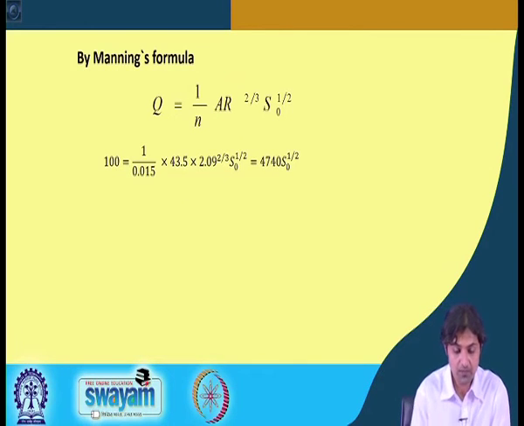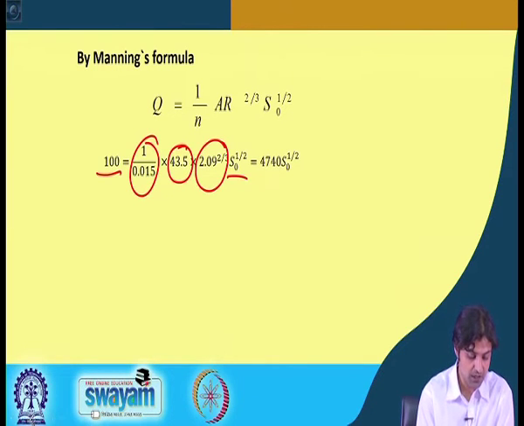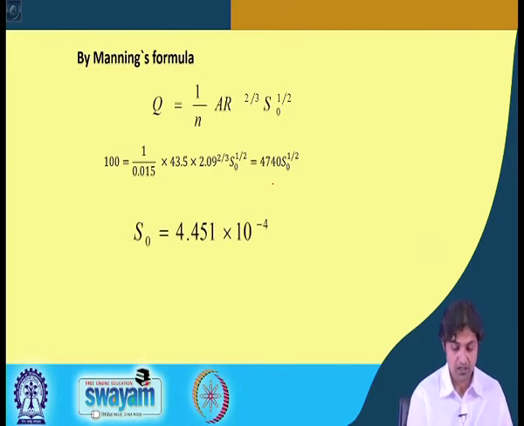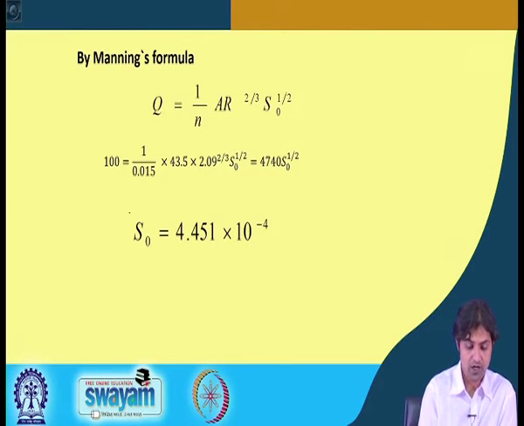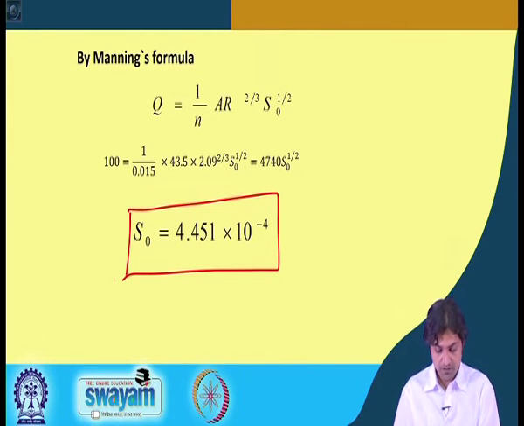So, by Manning's formula, Q is 1 by n A R to the power 2 by 3 S naught to the power half. Q we already know, n is already told to us, area we have already found out, and hydraulic radius we already found out, 2.09, by dividing A by the perimeter. S naught is something we do not know. So, this comes out to be 100 equals 4740 into S naught to the power half, and if you calculate, S naught will come out to be 4.451 into 10 to the power minus 4.